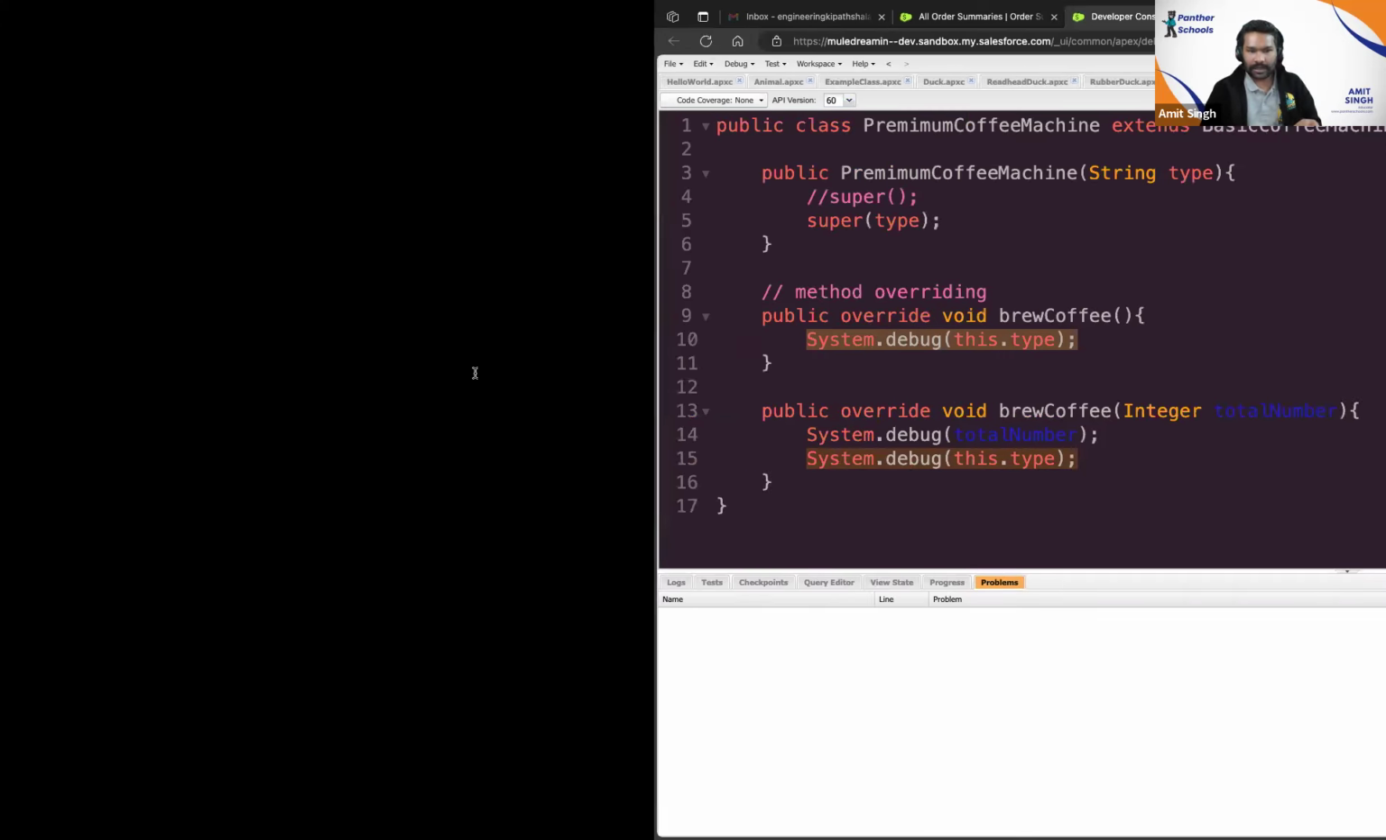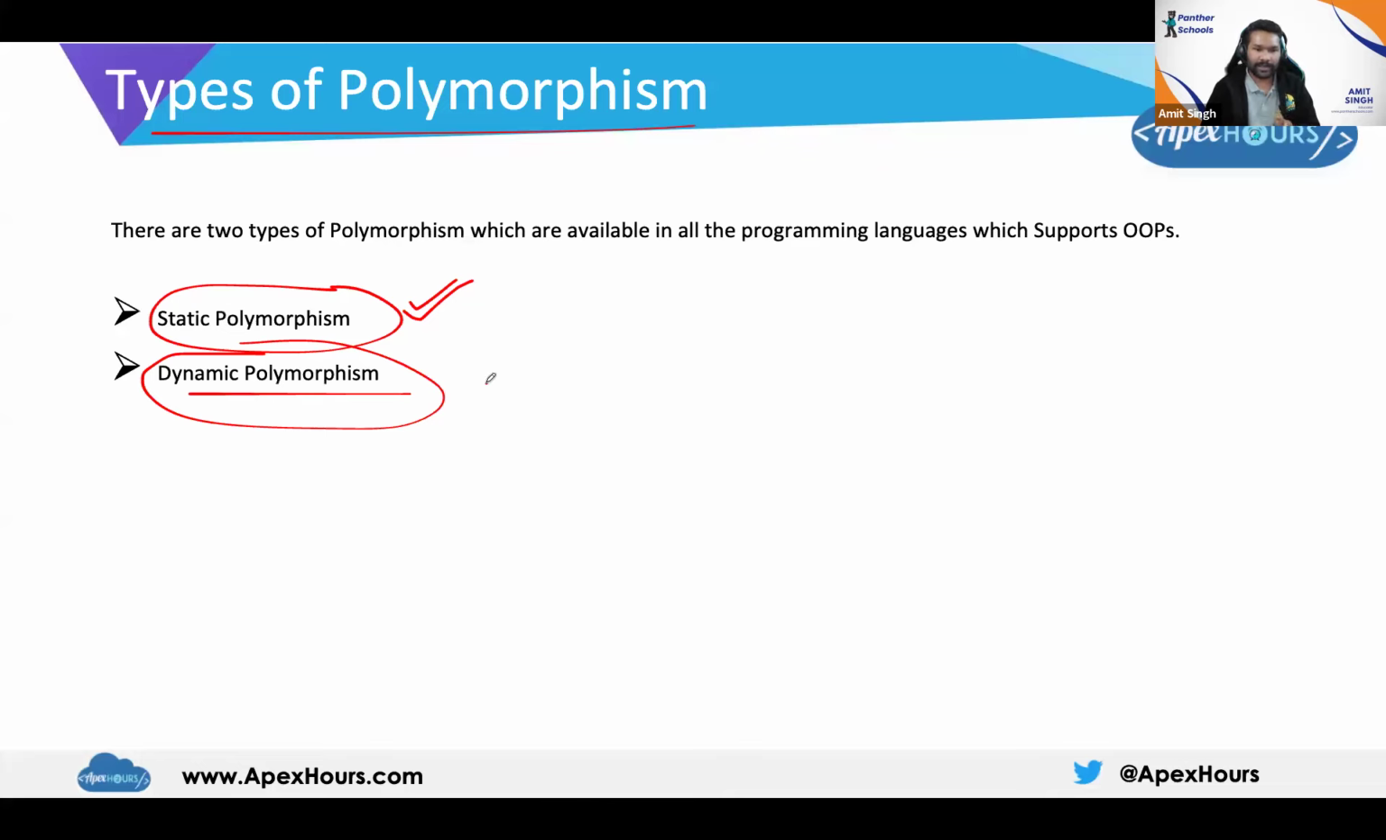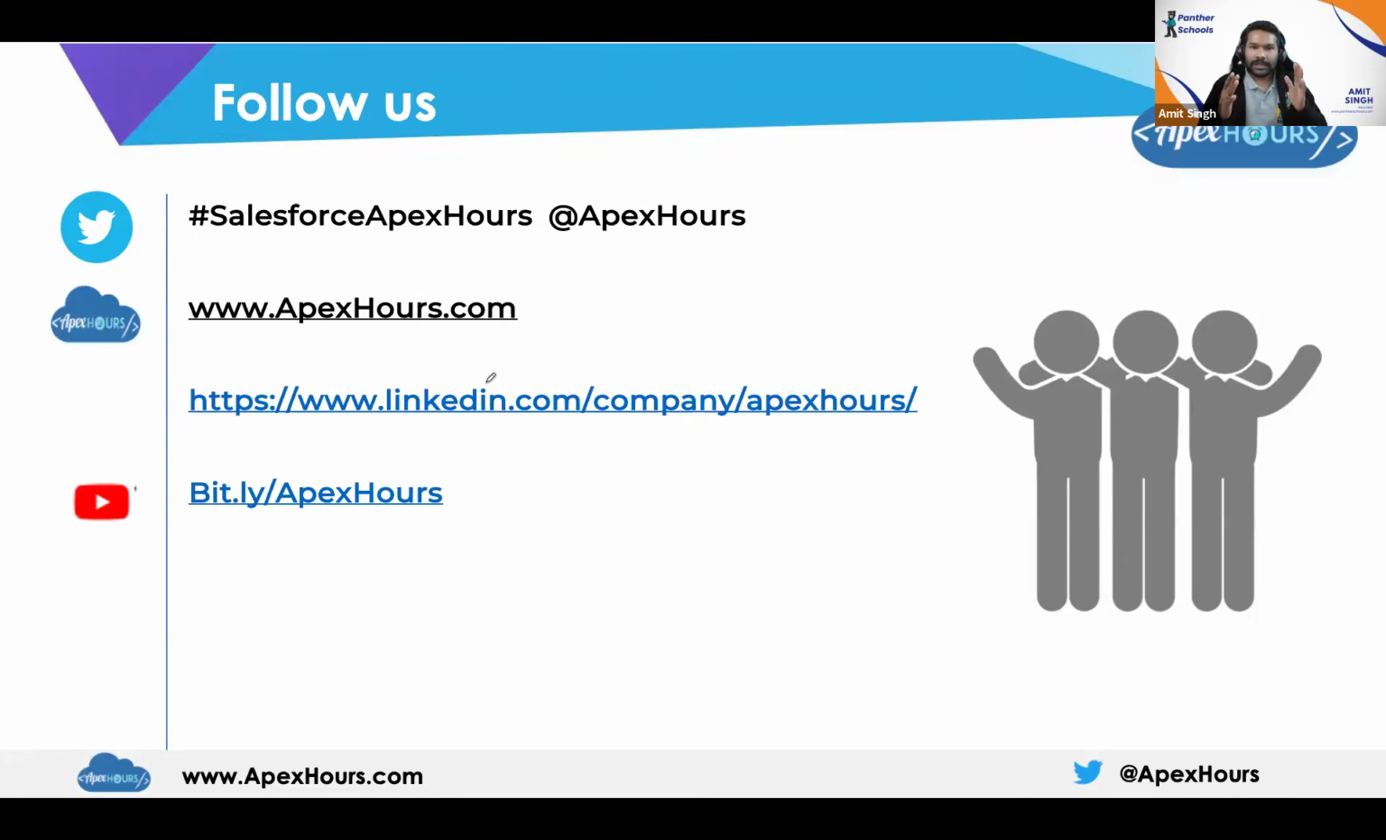So this is all about polymorphism: the types of polymorphism, how you implement it, what static and dynamic polymorphism are, what method overloading is, and what method overriding is. Let me give you a very basic interview question: what is the difference between method overloading and method overriding? Go ahead, put your answer in the comment section, and I'll see how many of you can answer this correctly.